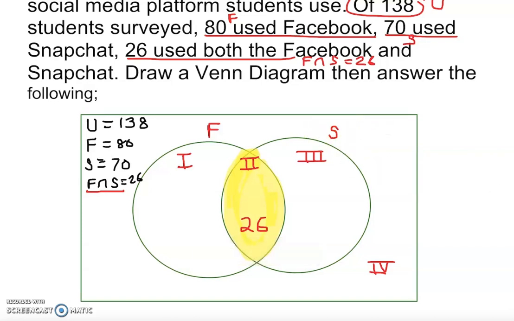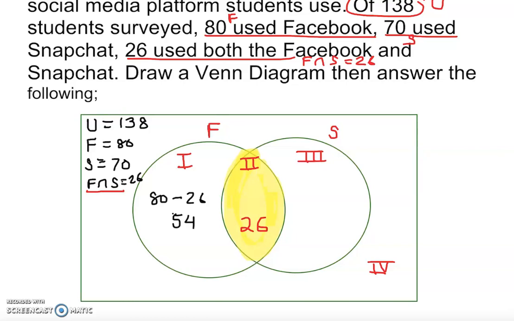Well, what is my region 1? I know my region 2 is 26. Why? Because this is the intersection, they're doing the same thing, both Facebook and Snapchat. Now for region 1, I know Facebook is 80. So 80 is the total Facebook, as you see, but I am looking for this region 1. Out of 80, 26 is taken. So therefore, 80 minus 26 should give us 54.